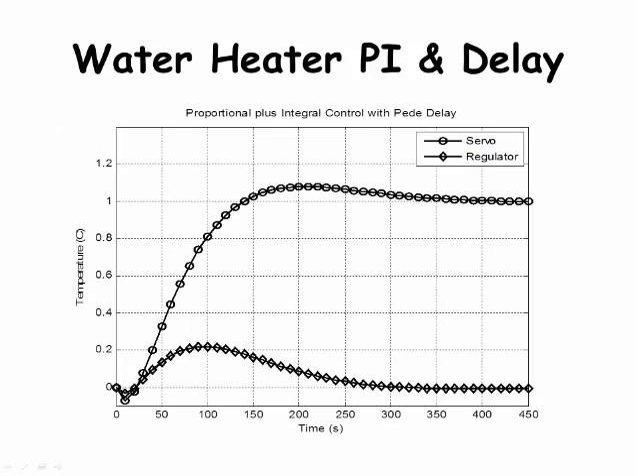This graph shows the servo and regulator problem responses to unit step changes with a 30-second process delay and using proportional plus integral control. As we expect, the servo case settles down to a final value of 1, the new set point temperature, and the regulator case settles down to 0 after a 1 degree change in the inlet water temperature.